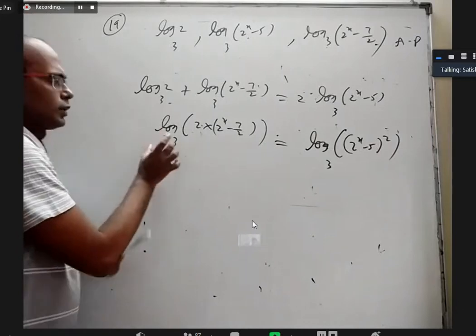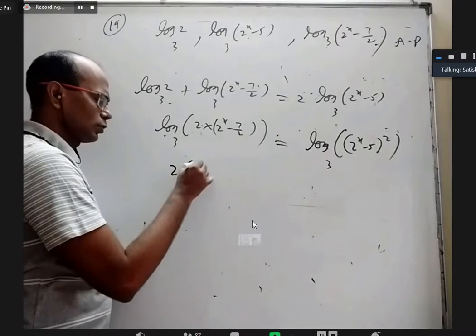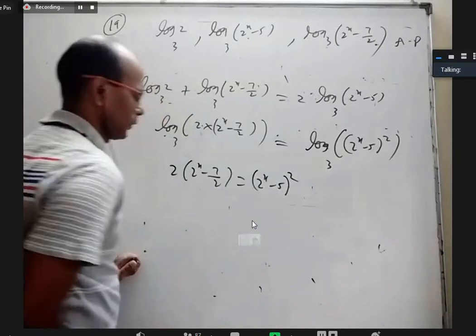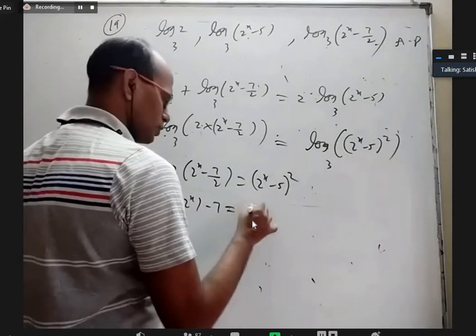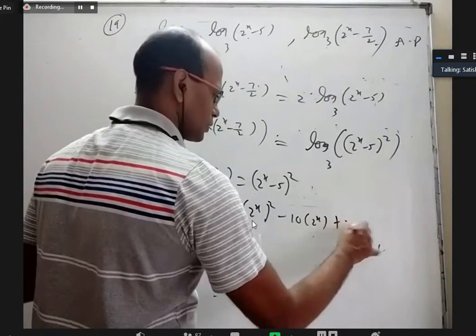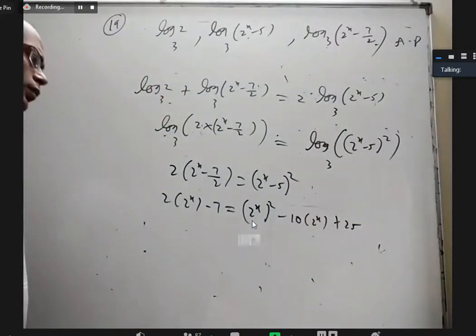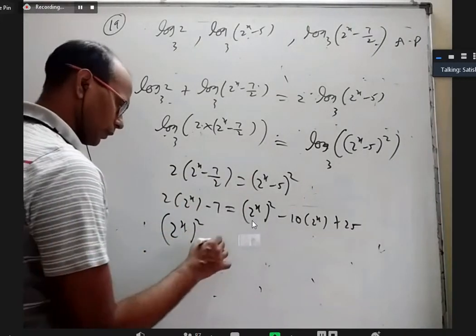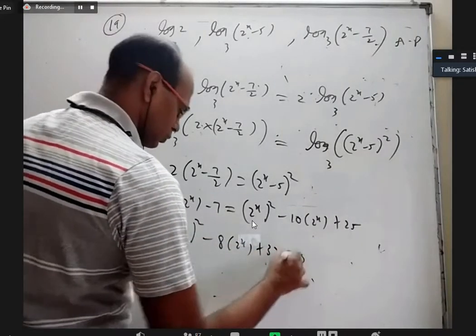Now this is also log base 3 and this is also log base 3, so the inner parts should be equal. So 2 into 2 power x minus 7 by 2 is 2 power x minus 5 whole square. When I open it, 2 into 2 power x minus 7 equals 2 power x whole square minus 10 into 2 power x plus 25. You can tell this is a quadratic equation.